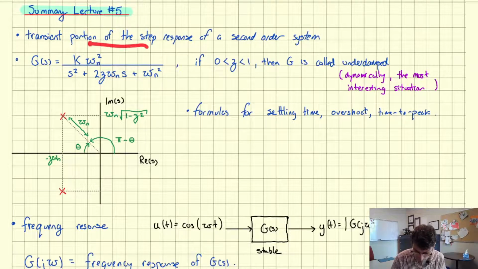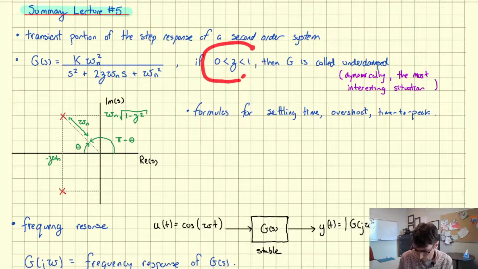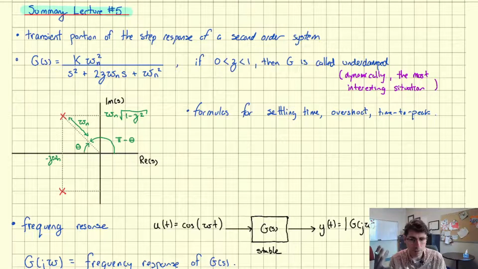Okay? And so we focused on this prototype second order system, parameterized in this funny way with k, where k is a steady state gain, omega n is the undamped natural frequency, and so on. And so we basically categorized the second order systems based on their pole locations. And when the damping ratio is between 0 and 1, you get complex conjugate poles, and that system is called underdamped. And dynamically, it's the most interesting situation because it exhibits overshoot and oscillation, something that none of the other categories of second order systems can, and nor can a first order system.